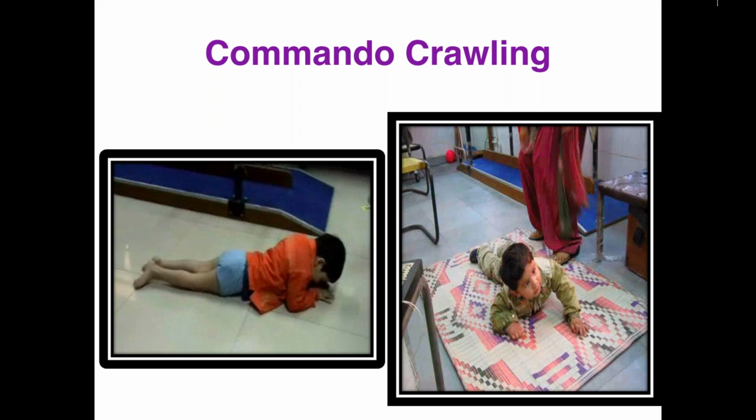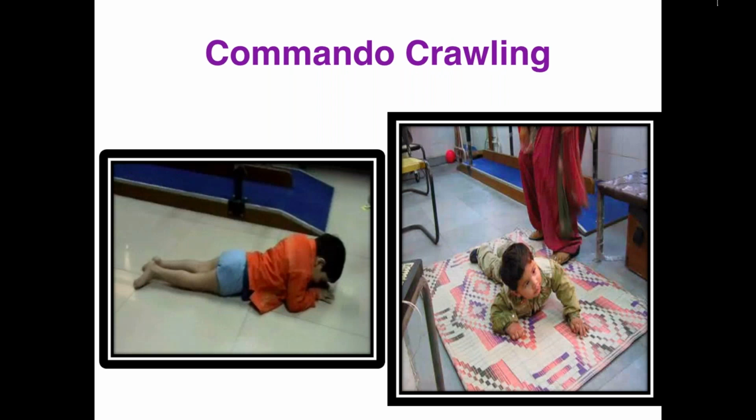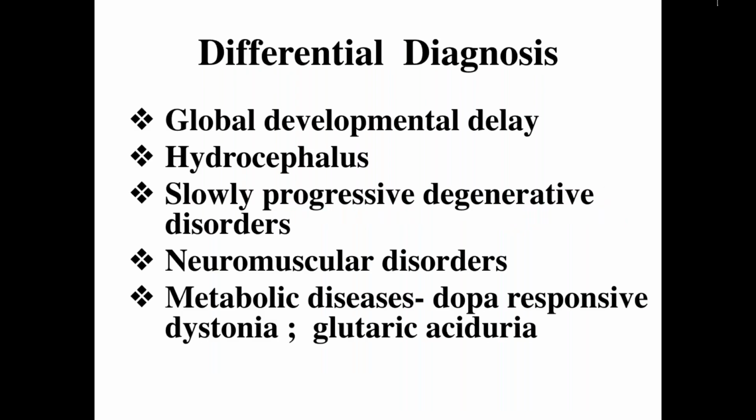And in bunny hopping also, the child is basically using the upper limbs to move from one side to the other, and since both lower limbs are equally involved and stiff, the baby just hops like a bunny and does not crawl as normal babies do. So if you see anybody having bunny hopping or commando crawling, you are pretty sure that this child is having diplegic CP.